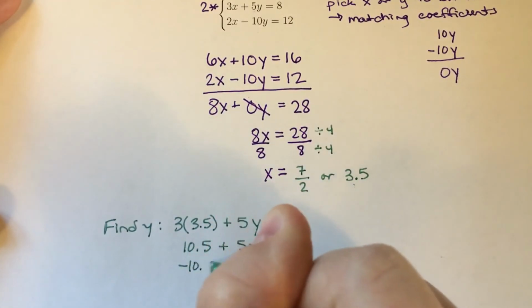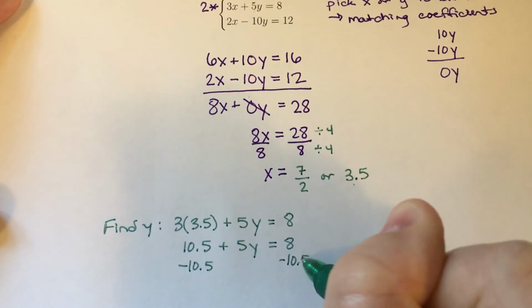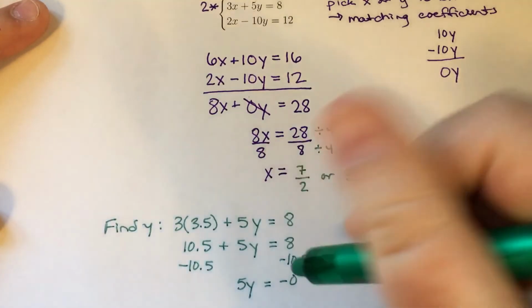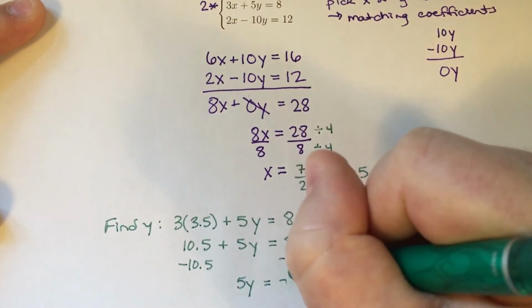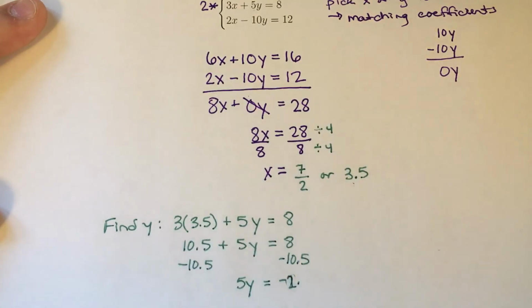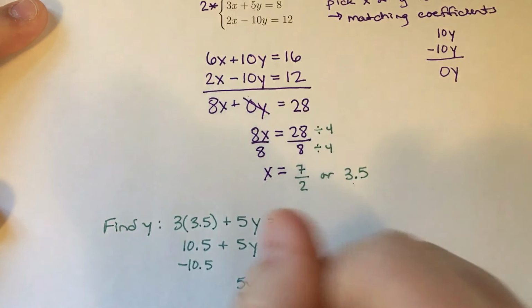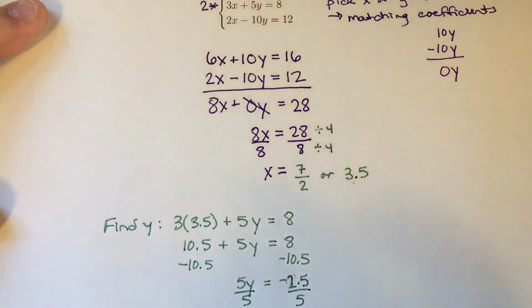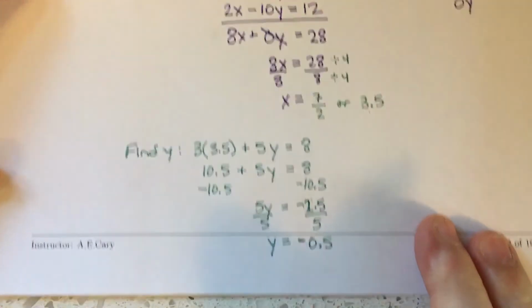I need to subtract 10.5 from both sides. So 5y is negative 1.5. Good thing I was using my erasable pen. No, wait, 2.5. What am I doing? Negative 2.5. Divide both sides by 5. So we get y is negative 1/2, or negative 0.5. Ooh, sorry, I'm moving off the screen.